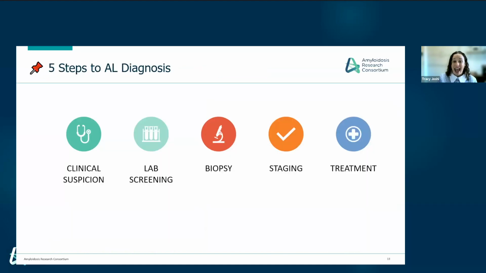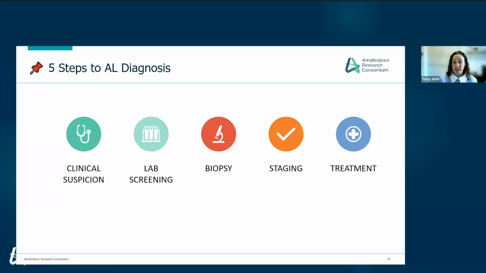Now, diagnosing AL amyloidosis is a step-by-step process that helps ensure the right treatment plan is developed. Because amyloidosis can mimic other conditions, it's important to go through a structured approach to confirm the diagnosis. Here are 5 steps. The first step is recognizing the signs and symptoms that might suggest AL amyloidosis.